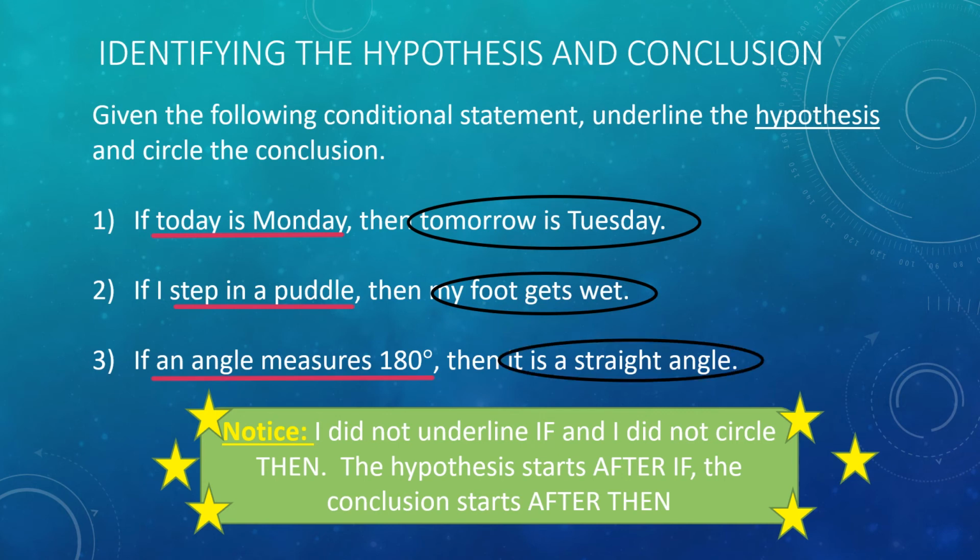Notice that I did not underline if and I did not circle then. Those are not part of the hypothesis and the conclusion. The hypothesis starts after if and the conclusion starts after then. Do not circle those or underline those on the tests or quizzes. You will get it wrong.